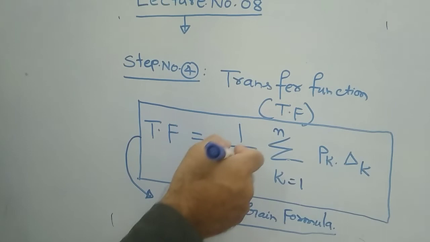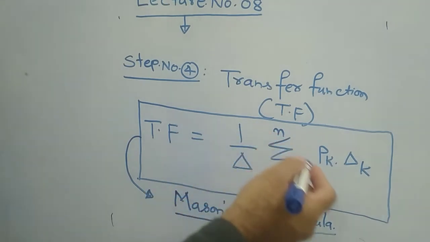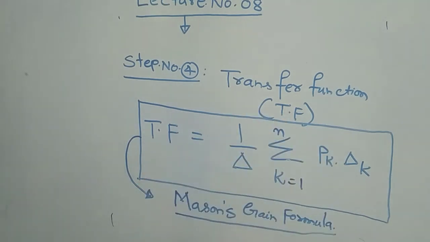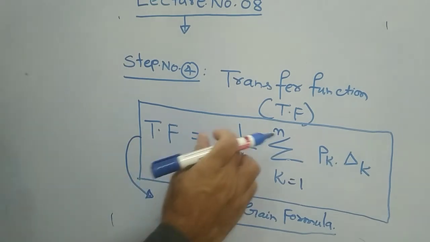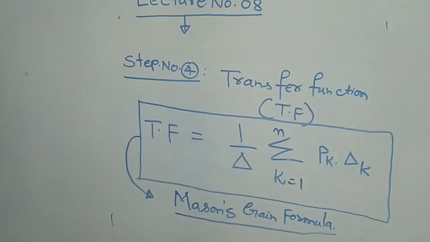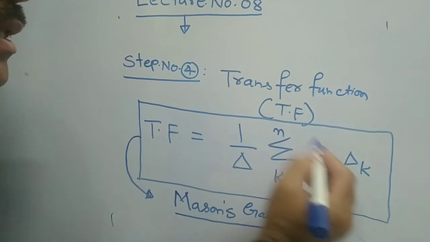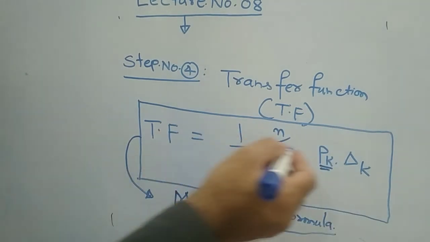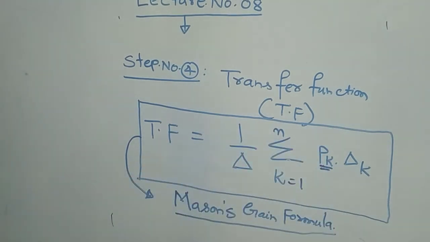Okay, 1 by delta sigma k is equal to 1 to n, pk delta k. So then what is pk, what is delta k, what is delta? These things we must be able to know. Here pk is what you got from the first step. What we have seen in the first step, the number of forward paths, means here pk.